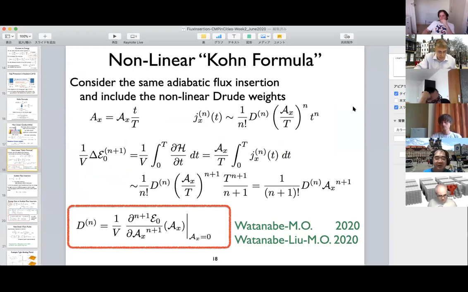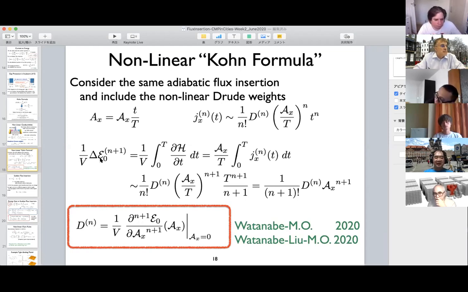Okay, so anyway, what we did here is that we considered the same flux insertion process and then measured how much energy you gain. And energy gain is related to dH/dt, the time derivative of the Hamiltonian, but that can be related to the current. So if you consider higher order response of the current to the electric field, you obtain the higher order correction to the energy gain during the adiabatic flux insertion.